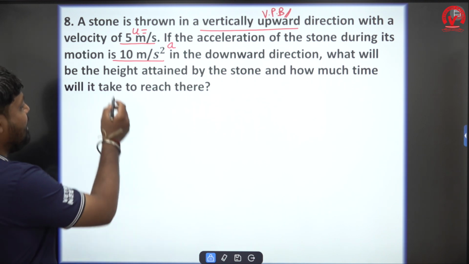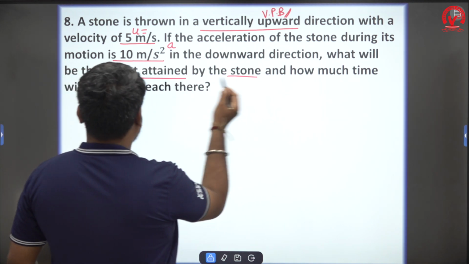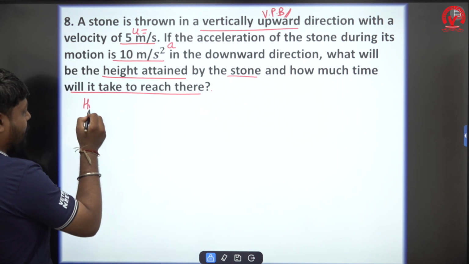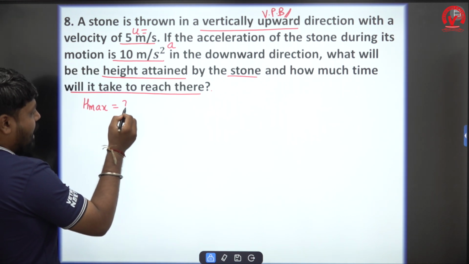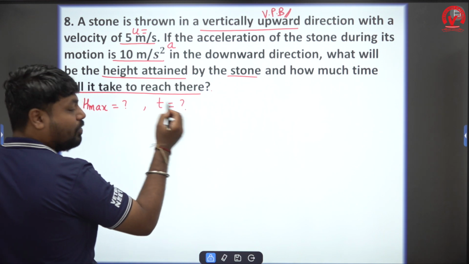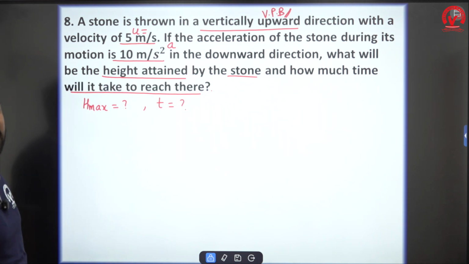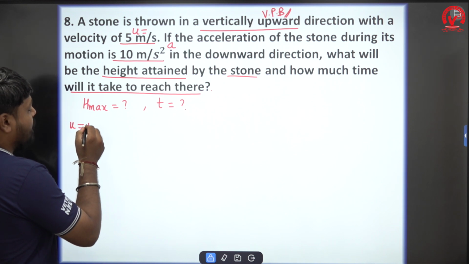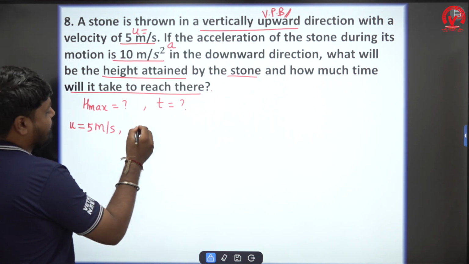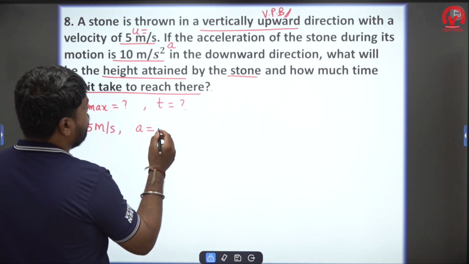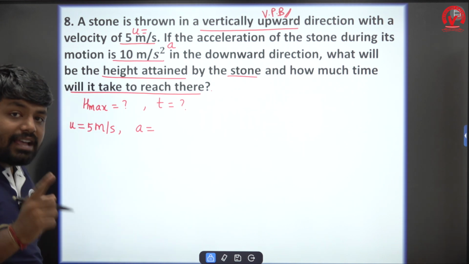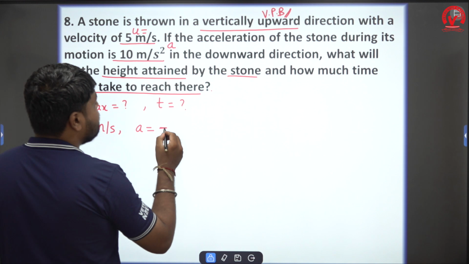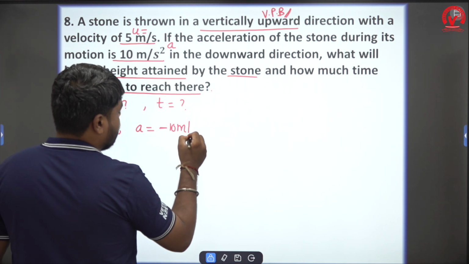What will be the height attained by the stone and how much time will it take to reach there? So what is the maximum height it will attain? And another question is how much time it will take to attain the maximum height. There are 2 questions here. What is the given data here? Initial velocity is 5 meter per second, and acceleration is what? In vertical projection, is acceleration positive or negative? Negative. So minus 10 meter per second square.